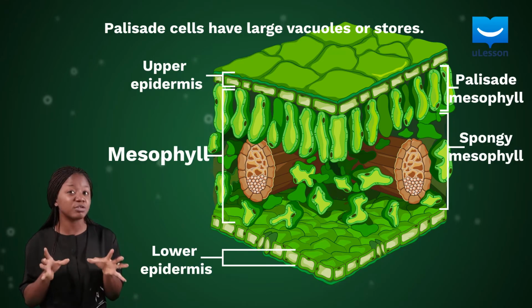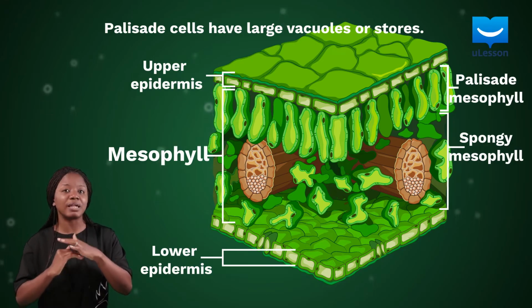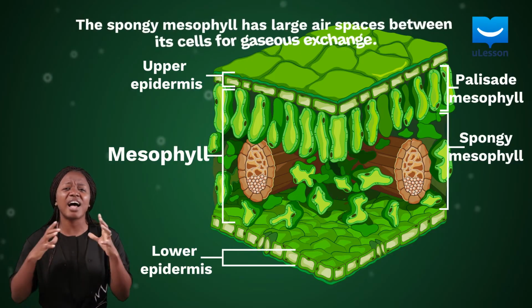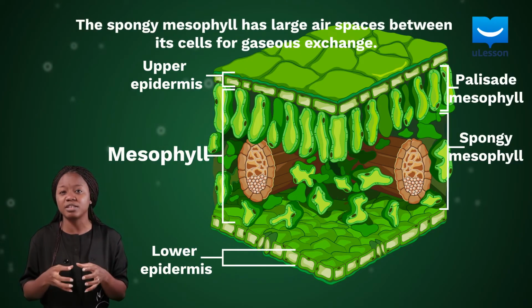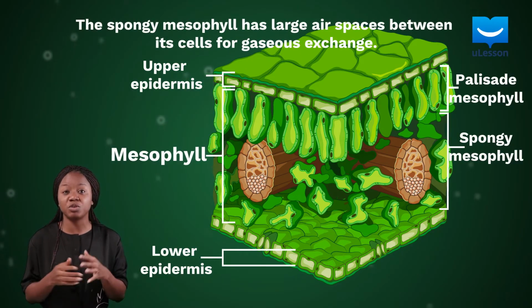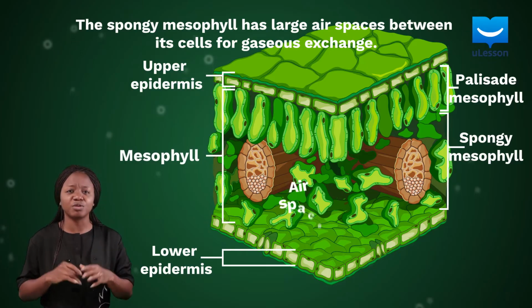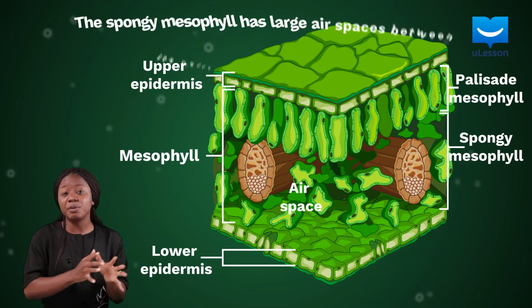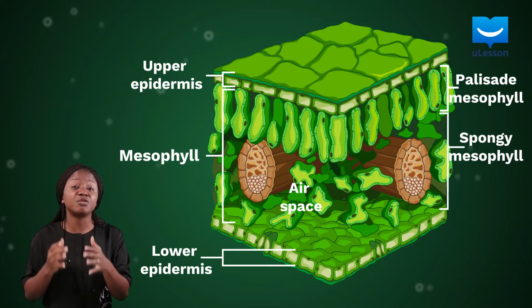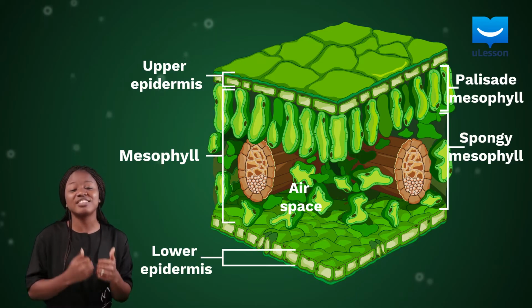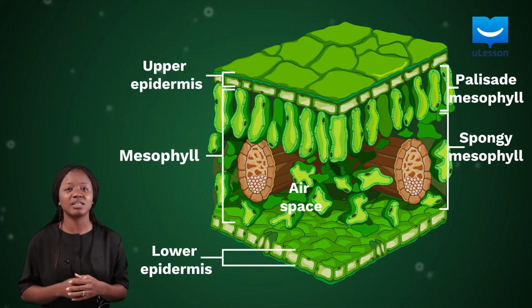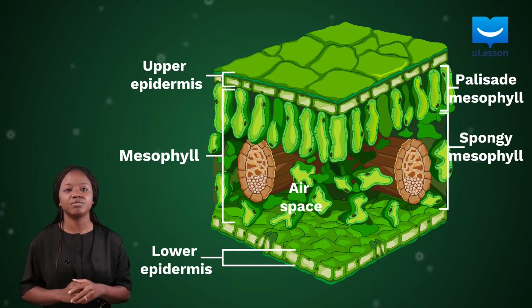The spongy mesophyll lies beneath the palisade mesophyll, and it has large intercellular spaces or large air spaces between its cells, a lot like a sponge. These air spaces aid the efficient diffusion or movement of oxygen and carbon dioxide around the cells of the leaf.